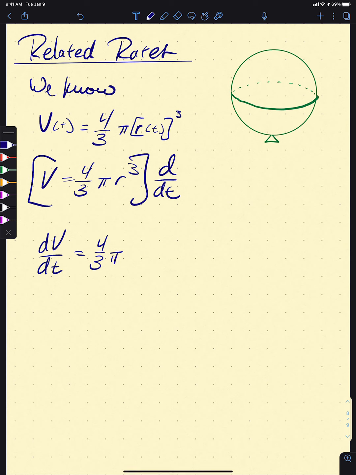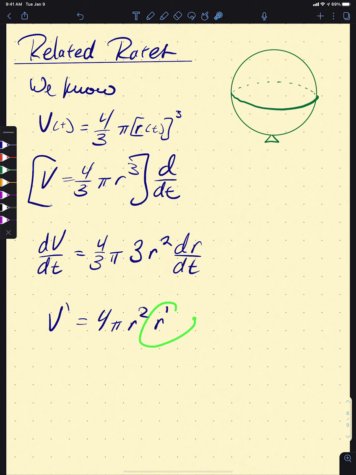4/3 times pi is, well, a constant, and we can use this sort of chain rule trick here, right? We're going to get 3 r squared dr dt. Or, if you prefer, v prime equals just 4, because those 3's cancel, pi r squared r prime, right? This is the relationship between the rate at which the volume changes and the radius changes.